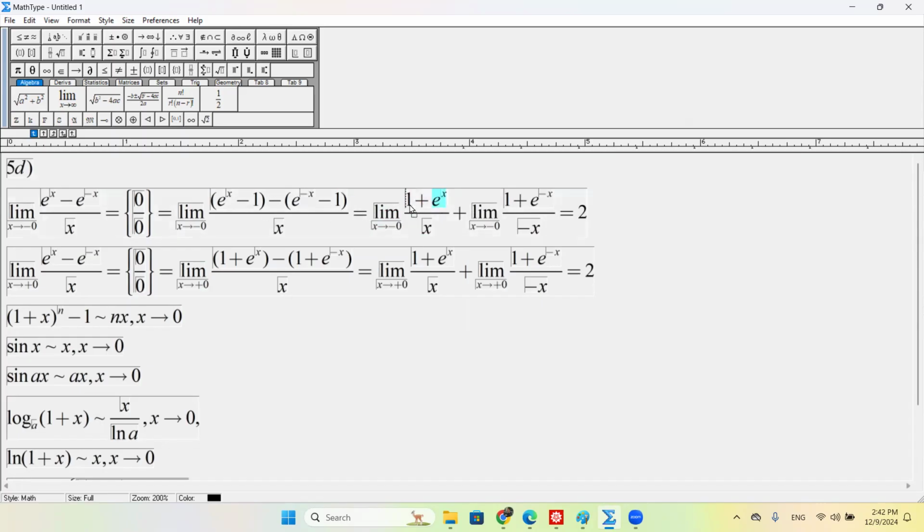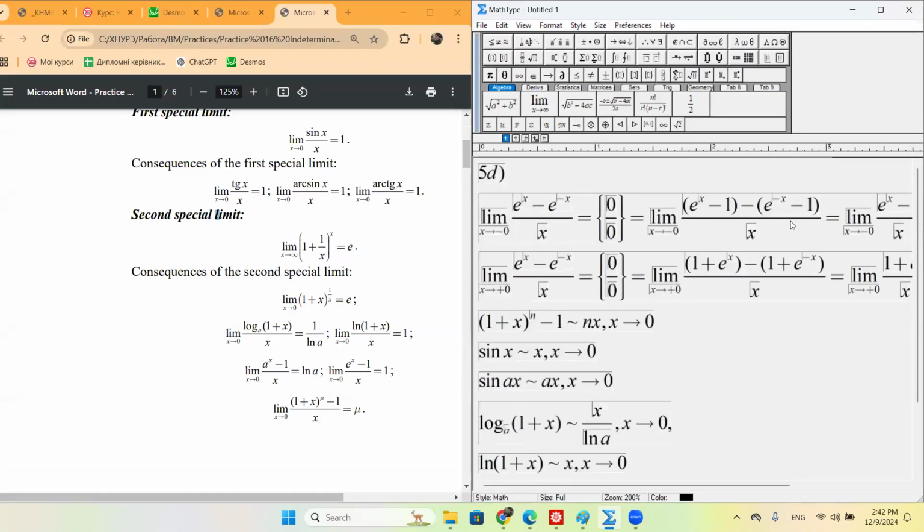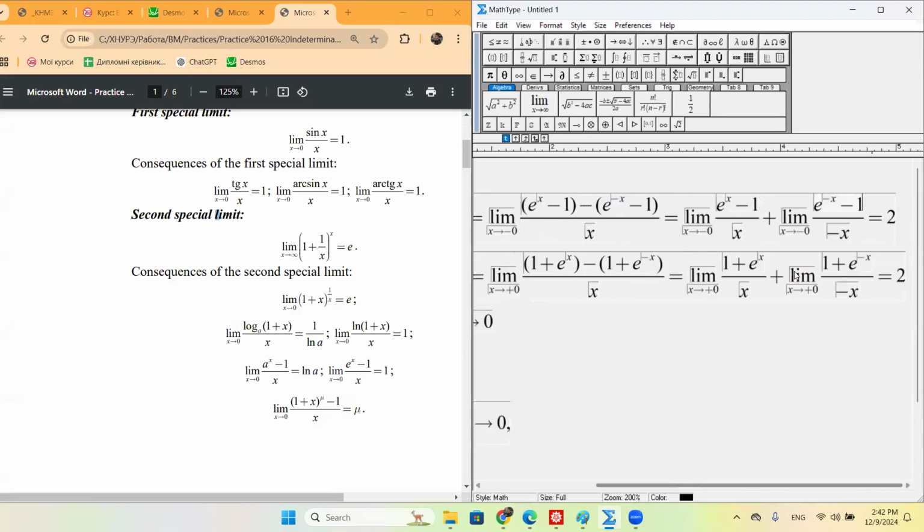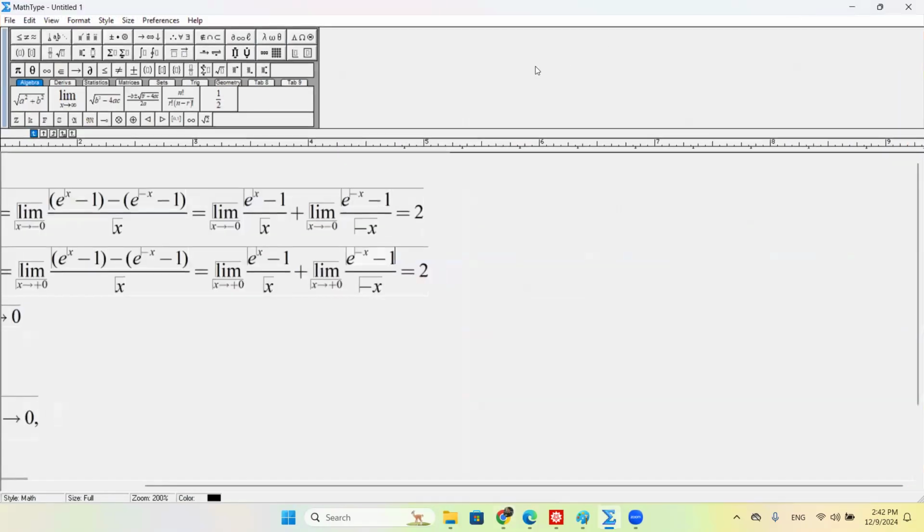And we need to modify it here as well. My mistake with the signs. So we just made these limits to be consequences of the second special limit. So like this. Have I answered your question? Yeah, now it's clear. So now everything is correct. More questions?